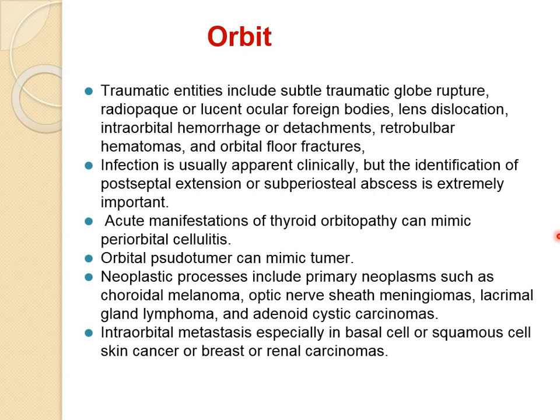Acute manifestations may occur in thyroid orbitopathy, which can mimic periorbital cellulitis. Orbital pseudotumor can mimic tumor. Neoplastic processes include primary neoplasms such as choroidal melanoma, optic nerve meningioma, lacrimal gland lymphoma, and adenoid cystic carcinoma. Intraorbital metastasis can occur from basal cell or squamous cell skin cancer, breast, or renal carcinomas.